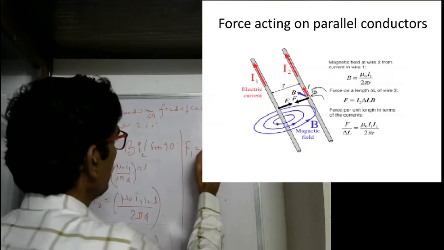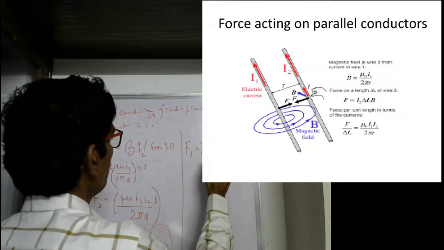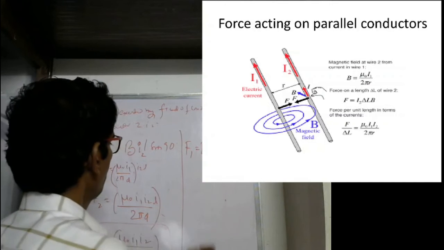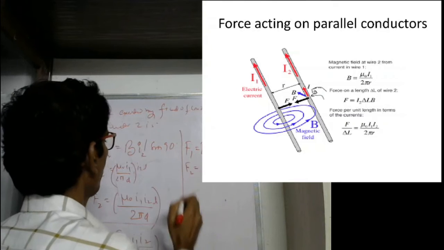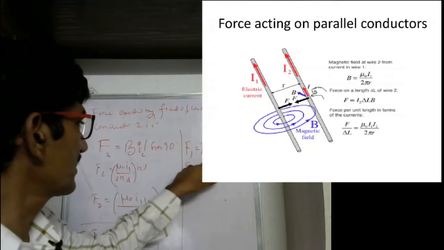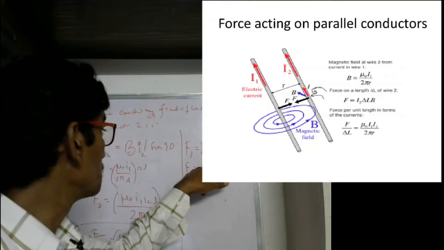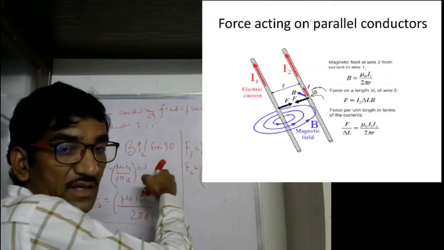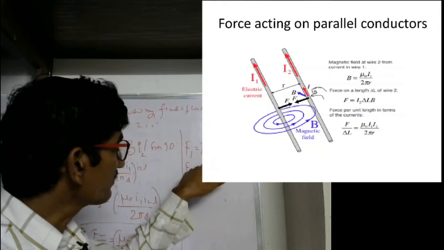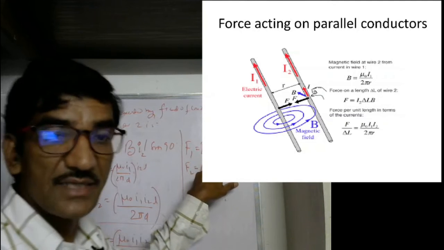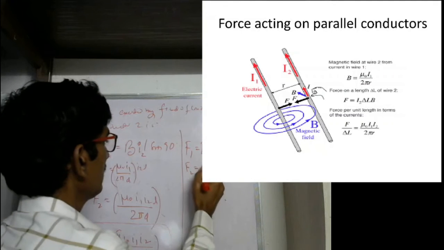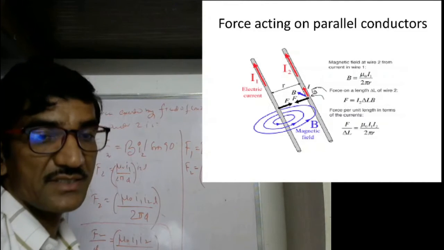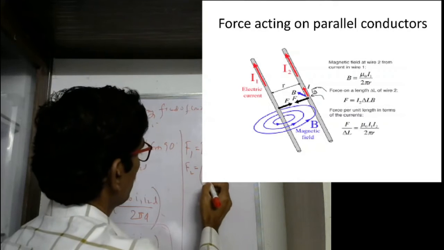Here B I2 L, this is also sin 90. Now what you have to write for this B? This is the field of 2. The earlier one was the field of 1 at 2. This is the field of 2 at conductor 1. What you have to write here? Mu naught. Instead of I1, you have to write I2. The magnetic field is created by the current in the second conductor, 2 pi D.